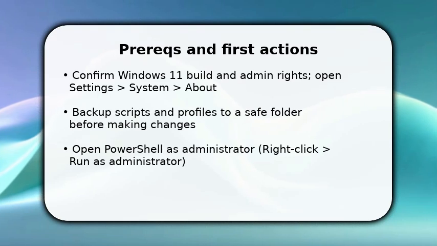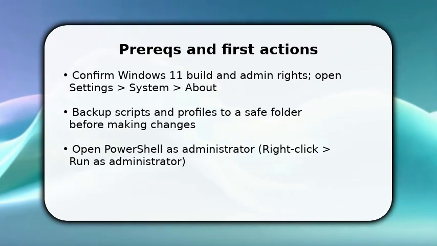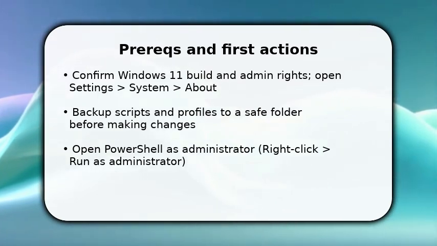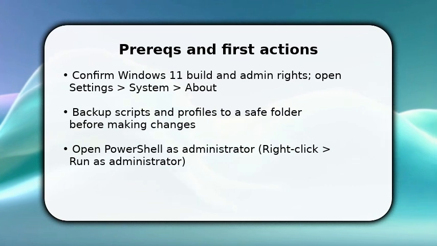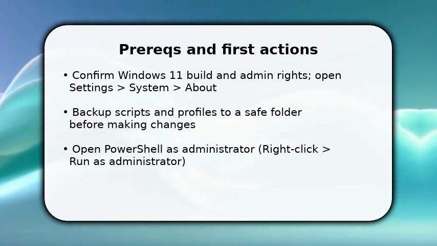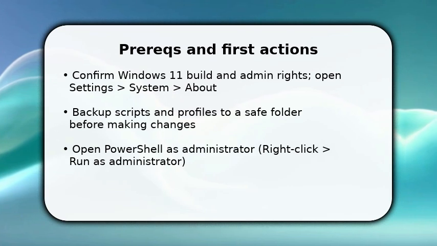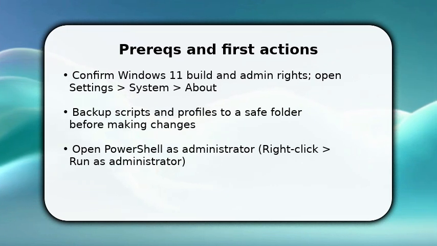You start by verifying prerequisites: Windows build, administrator access, and backed-up profiles. Once confirmed, open PowerShell as administrator to capture permission context. Next, run Get-ExecutionPolicy to see the policy state so you know why scripts are blocked.